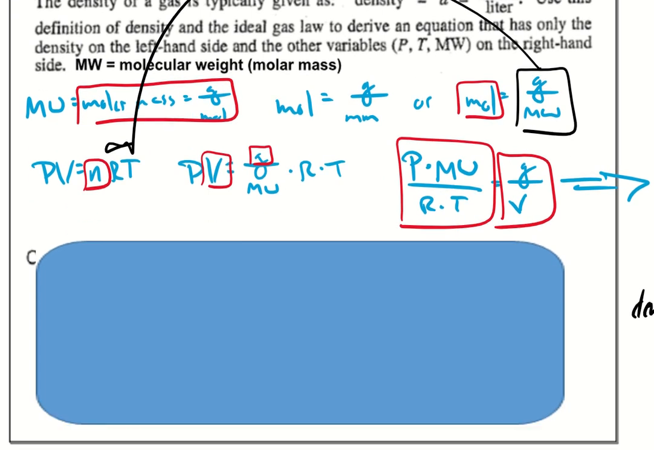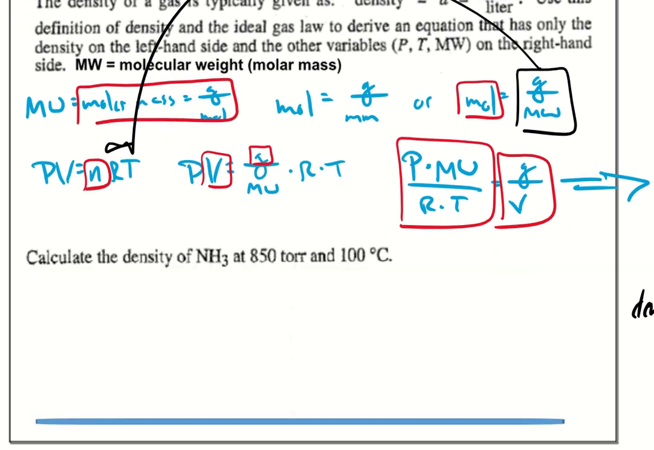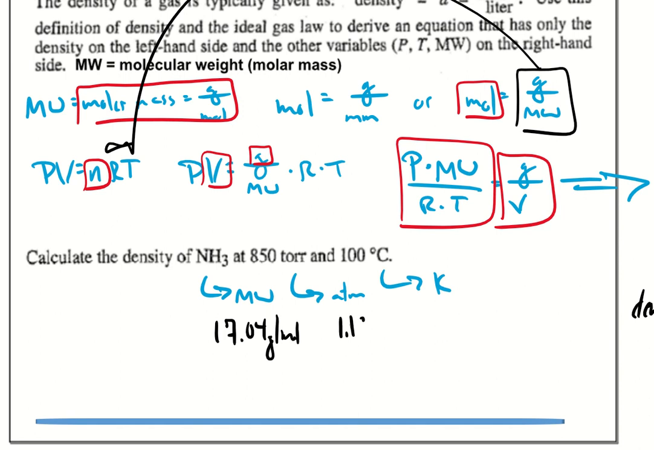Let's use this equation in a practice problem. I want to calculate the density of ammonia at 850 torr and 100 degrees Celsius. So there's a few things we'll need to do. First, we'll need to find the molecular weight, or the molar mass, of ammonia. Then we'll need to convert torr to atmospheres, and finally we'll need to convert degrees Celsius to Kelvin. Those values are equal to 17.04 grams per mole, 1.12 atmospheres, and 373 Kelvin.